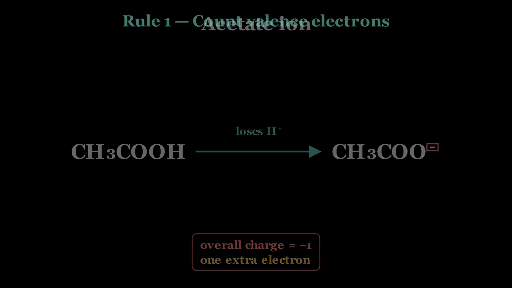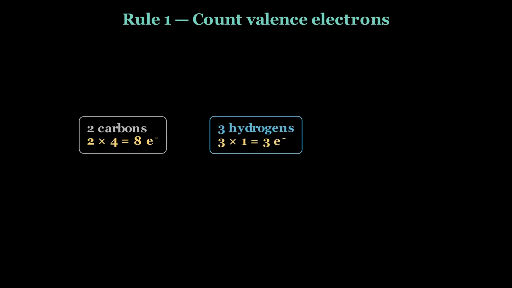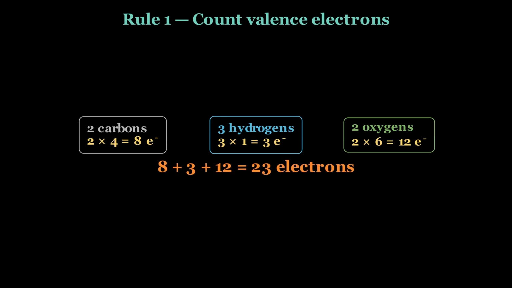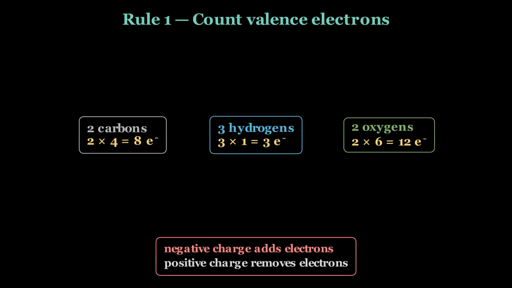Rule 1. Count the number of valence electrons. And this time we also must account for the charge. 2 carbons give 8, 3 hydrogens give 3 electrons, and 2 oxygens give 12. That's a total of 23. And then we have a negative charge, which means we add one more electron to it, which gives 24 electrons in total. Keep in mind, a negative charge adds an electron and a positive charge would remove them.